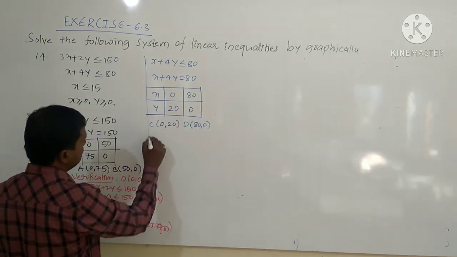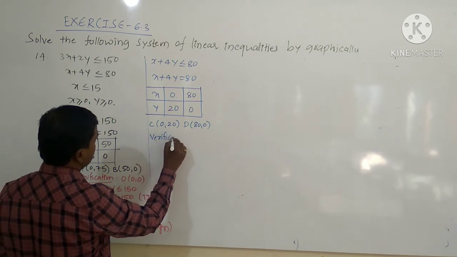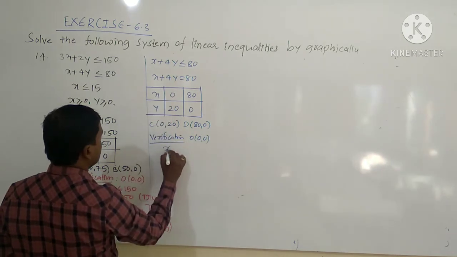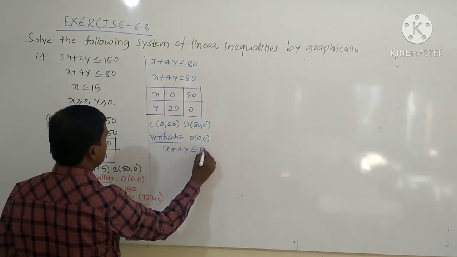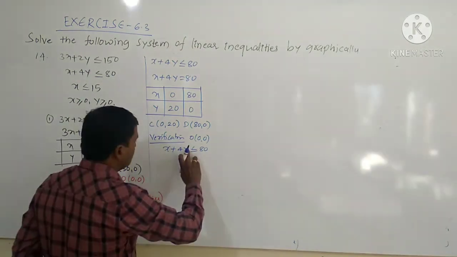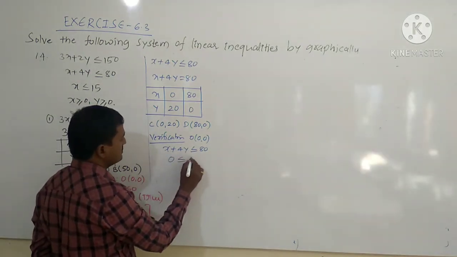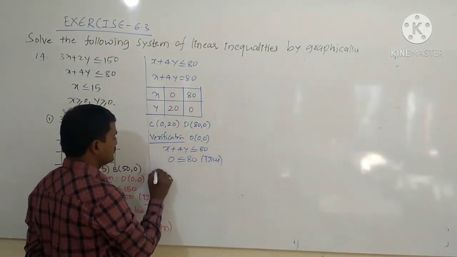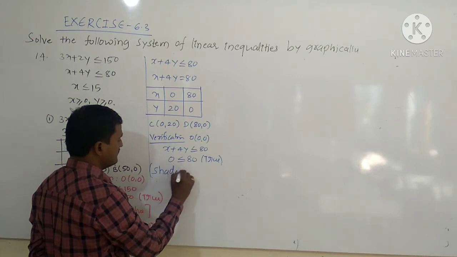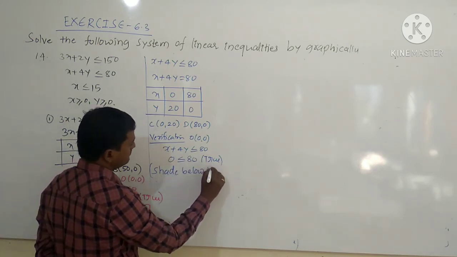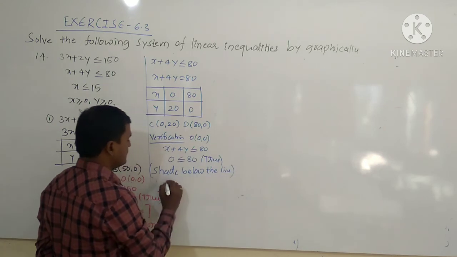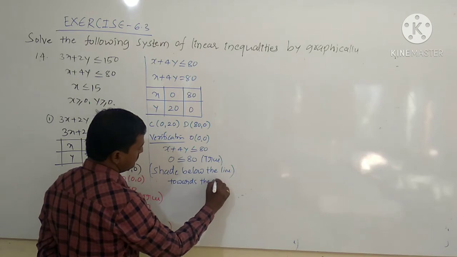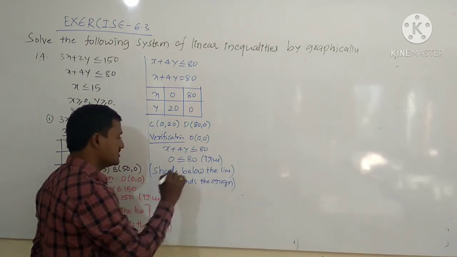Again, here we have to go for verification. Substitute the coordinates of the origin here in x plus 4y less than or equal to 80. What is the value of x? 0, which is less than or equal to 80. Again, here it is true. What is the meaning of true? Shade below the line, or towards the origin. Both are the same. Towards the origin is the same as below the line.